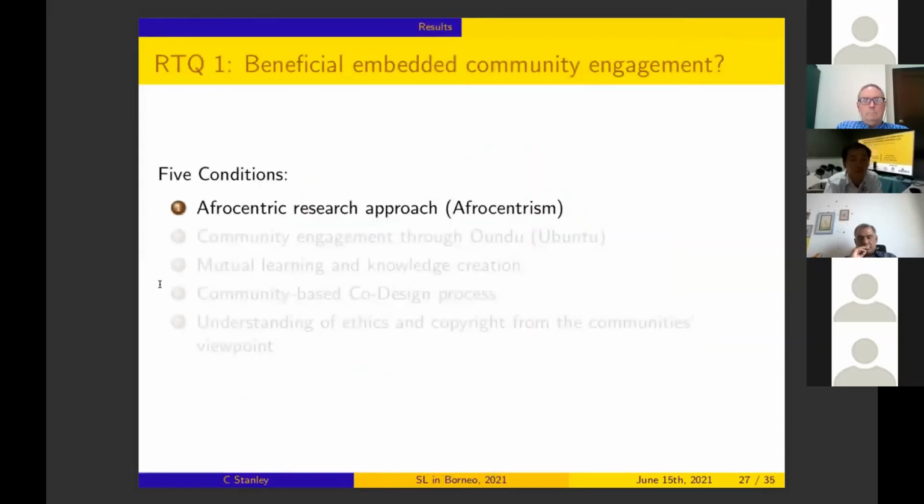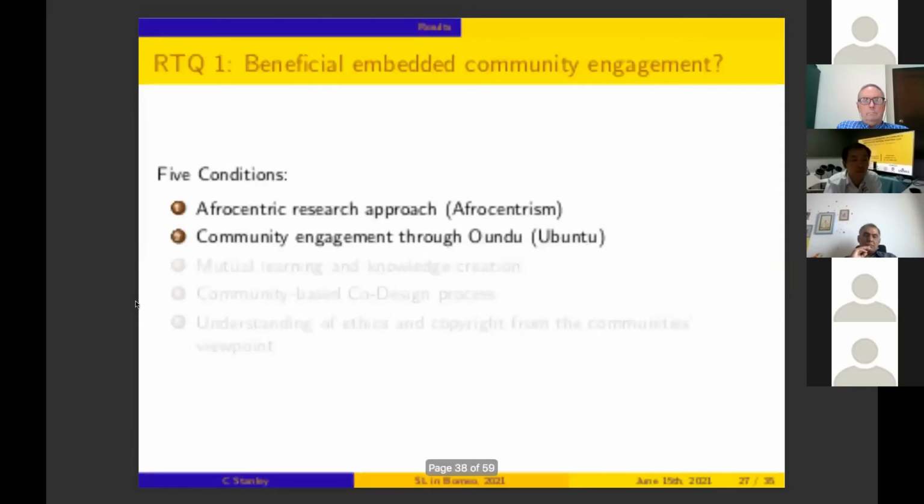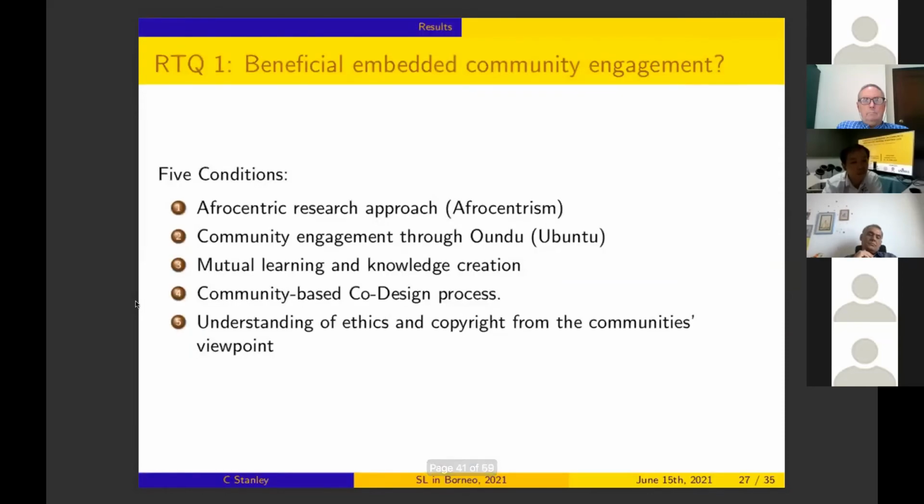And then, so coming back now to the last part of the presentation, is the first question, the beneficial embedded community engagement.